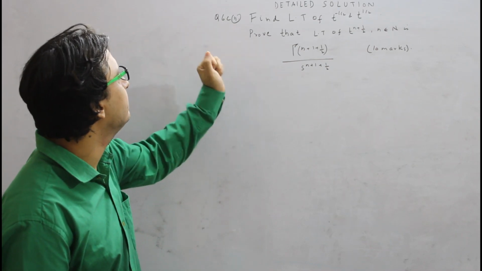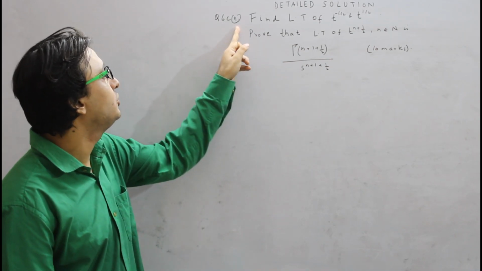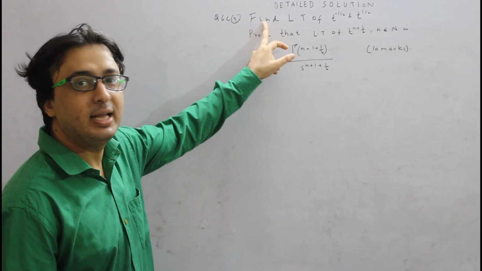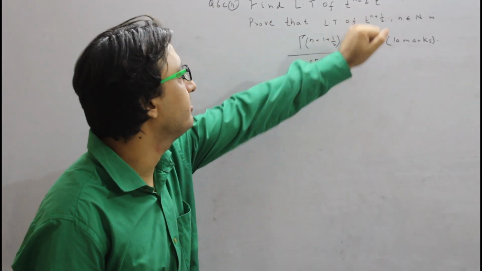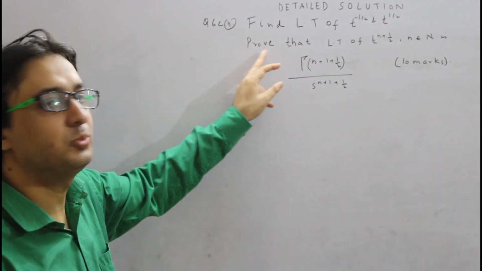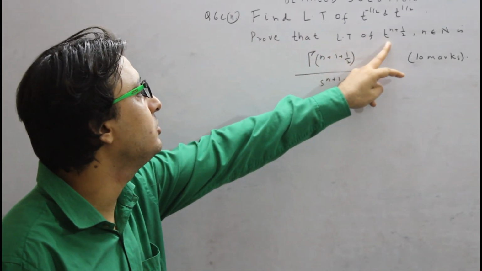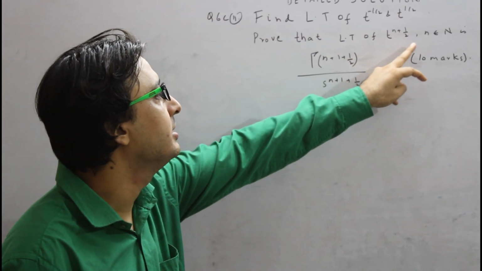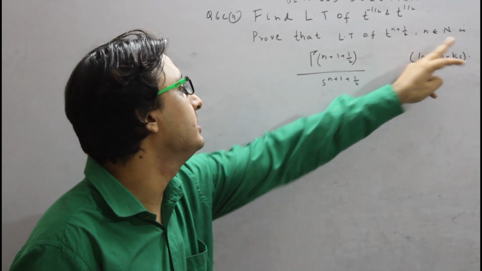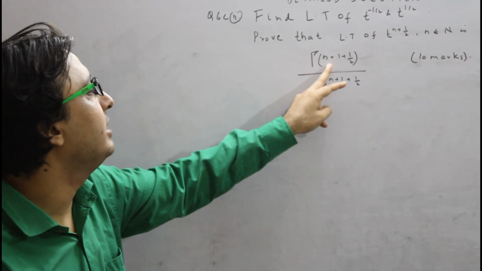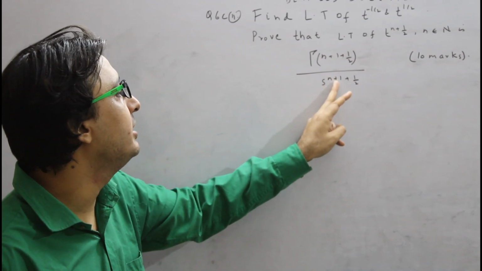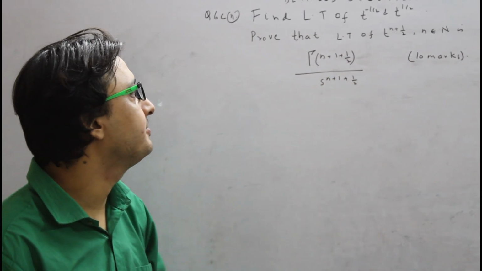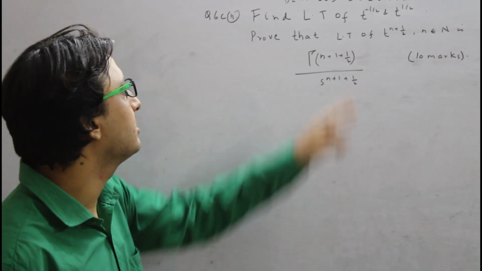So the question is question number 6c2, and we have to find the Laplace transform of t to the power minus half and t to the power half. And after that we have to prove that the Laplace transform of t to the power n plus half, where n belongs to N, is gamma of n plus 1 plus half divided by s to the power n plus 1 plus half.